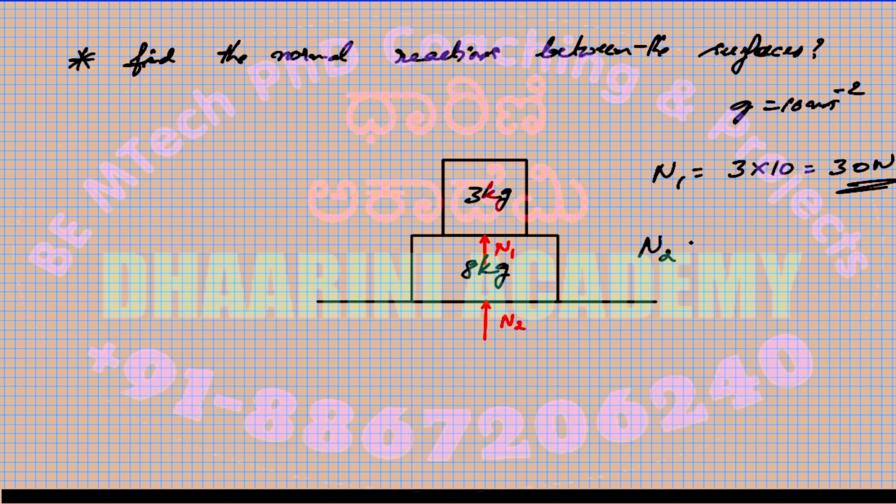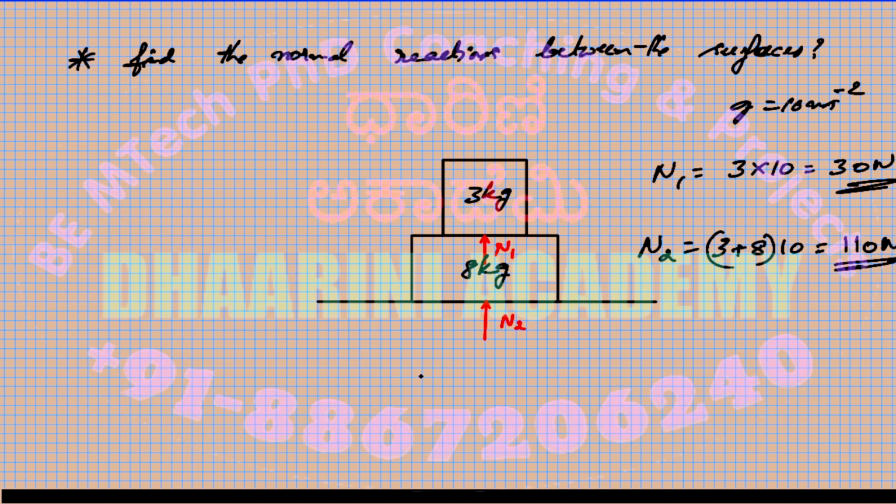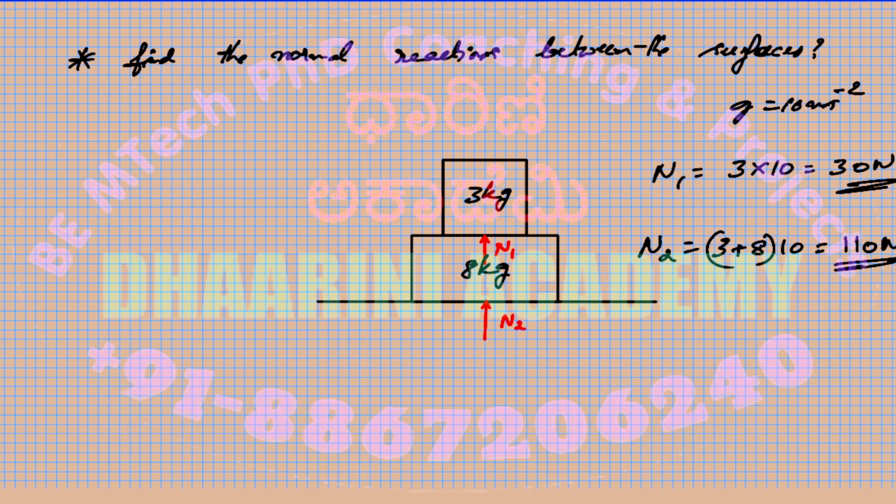Similarly, when I write N2, N2 is the result of 3 kg plus 8 kg. So this is 3 plus 8, into 10. This is 11 into 10, 110 newtons of force, will be exerted between this surface. If you had another surface below this, all three forces would be added together to get the next one.